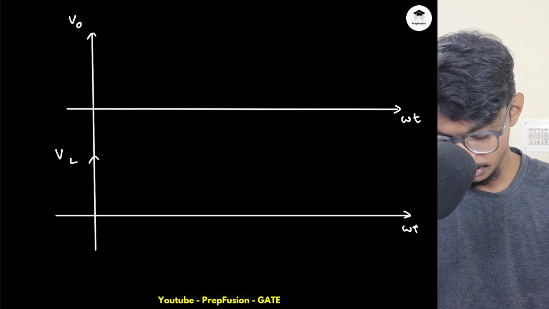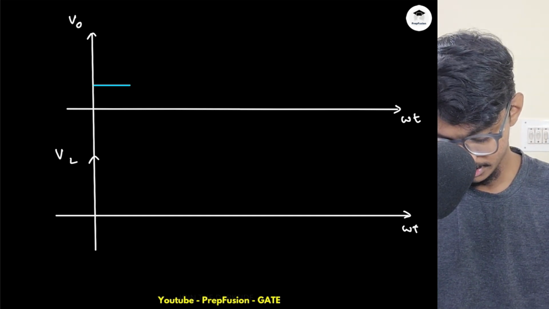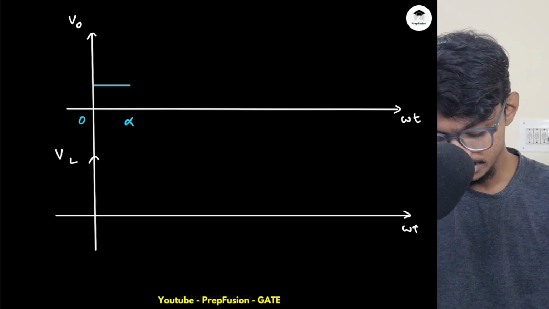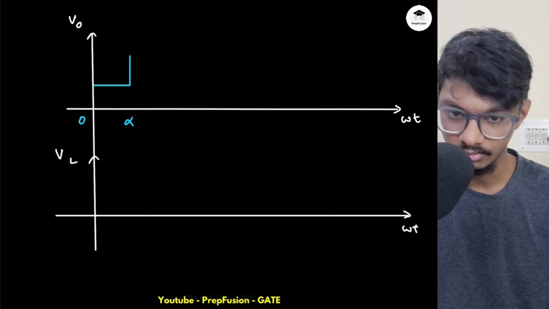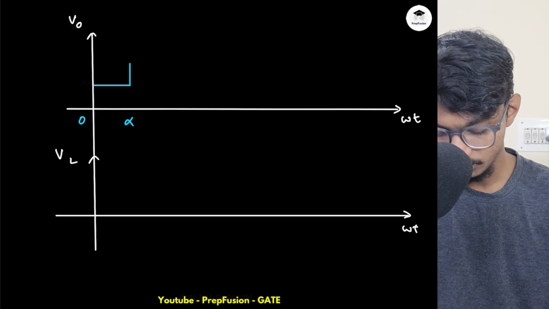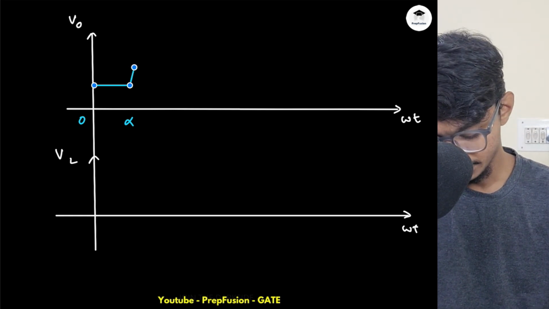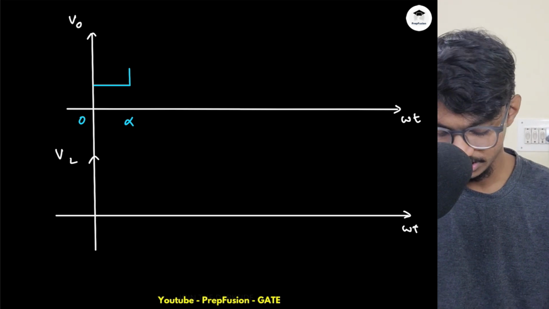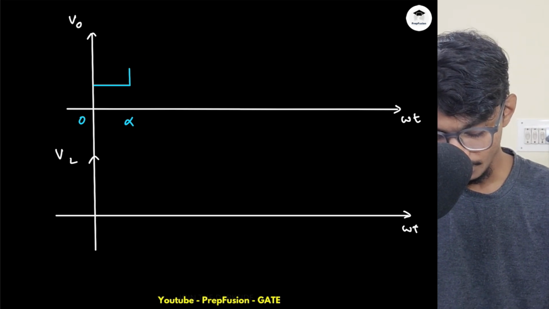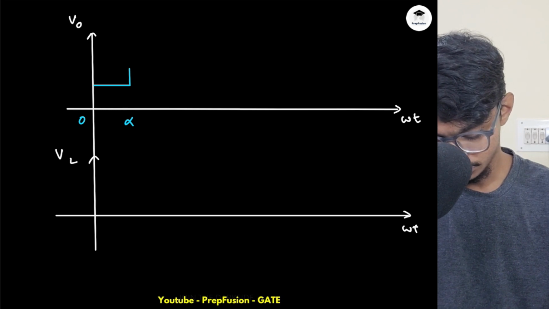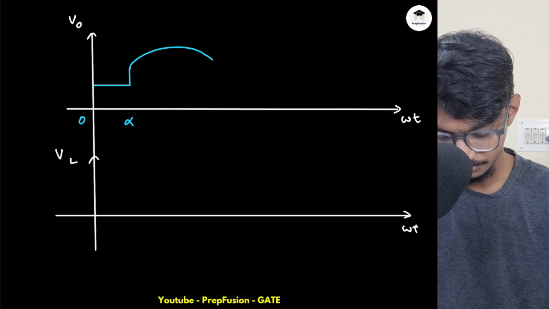So let's say this is 0 omega t and this is alpha, right? Up until alpha the SCR is off. Then suddenly what happens is that it starts to follow the input, because I triggered the SCR at alpha. So the output voltage starts to follow the input, and the voltage will be something like this. Just hold on, it will follow the input.